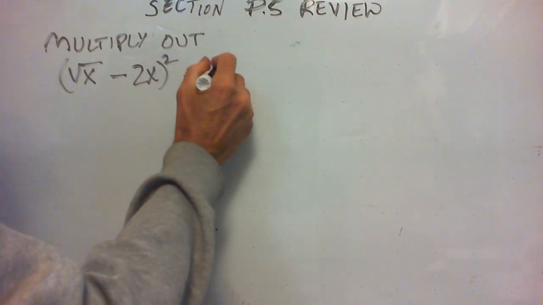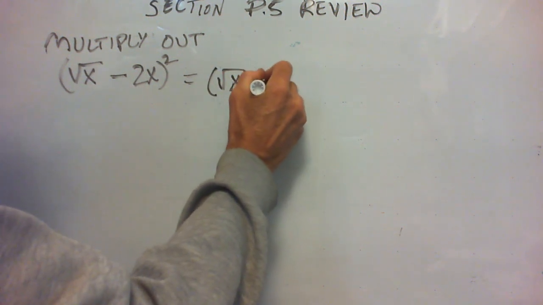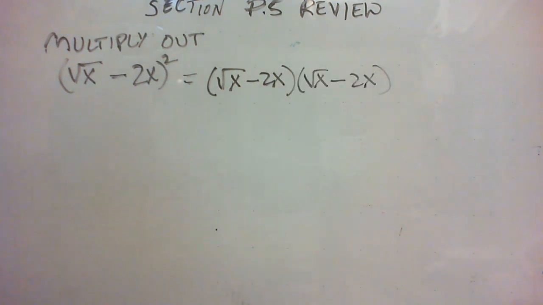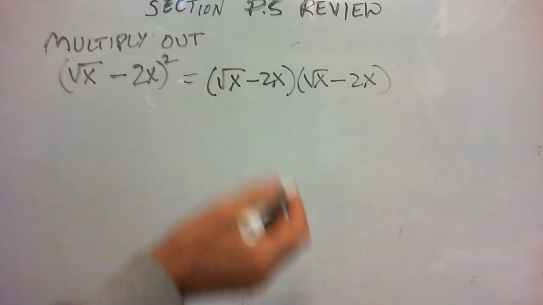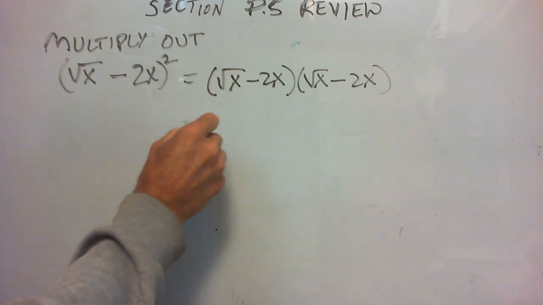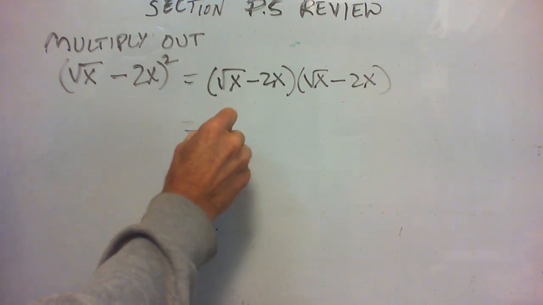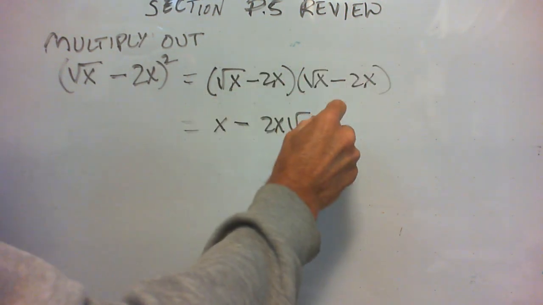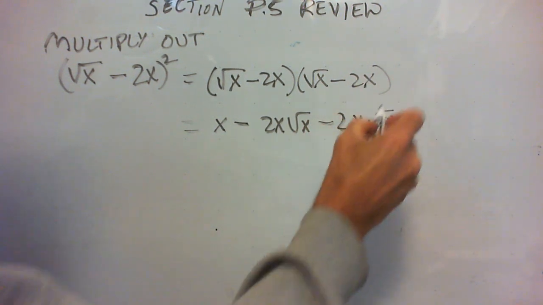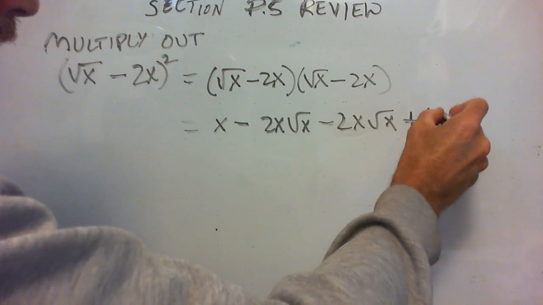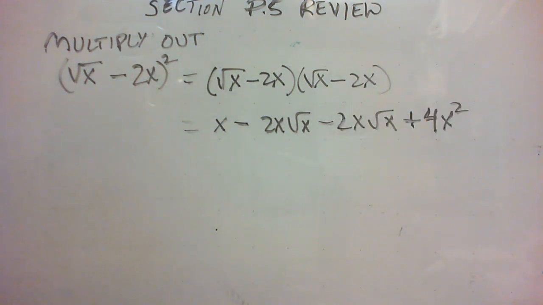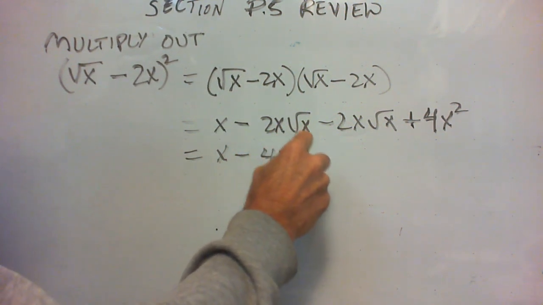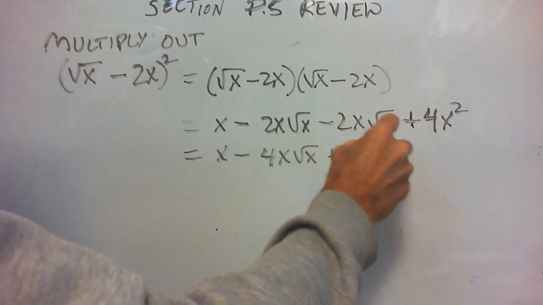When you're multiplying this out, you have to keep in mind that you're not just squaring both quantities. You're FOILing out the quantity times itself. So that means first, outer, inner, and last. So square root of x times square root of x is x, minus 2x square roots of x, the outside terms, minus another 2x square roots of x, the inside terms, and then it's going to be plus 4x squared, the last terms. And then you can simplify as x minus 4x square root of x plus 4x squared.